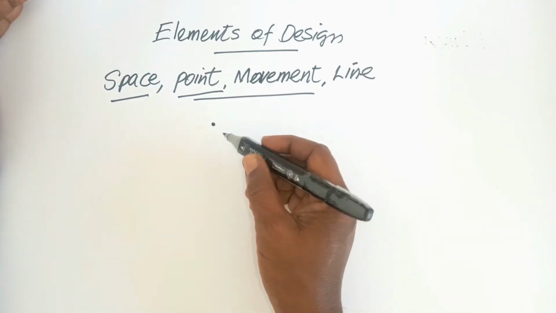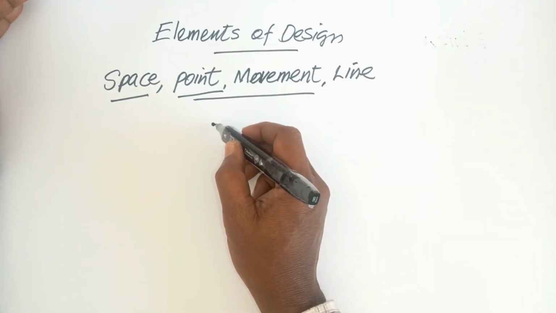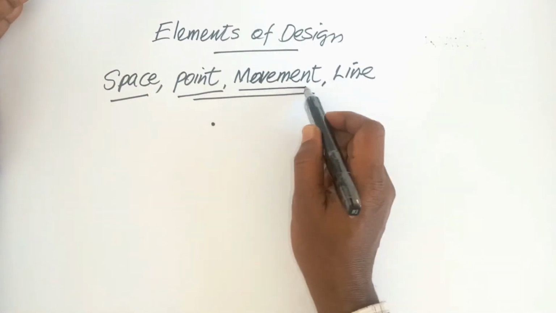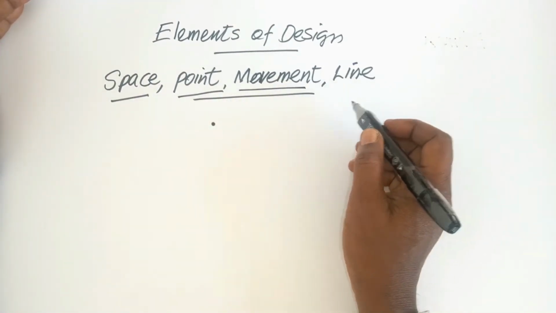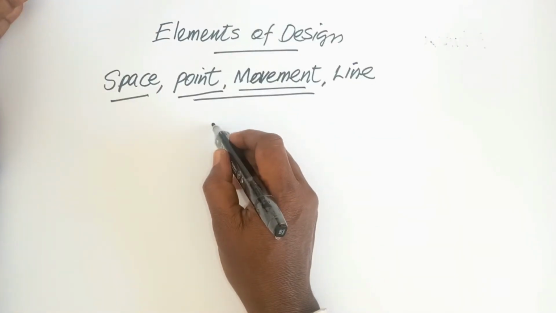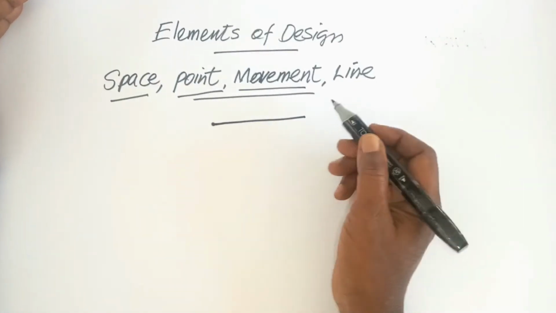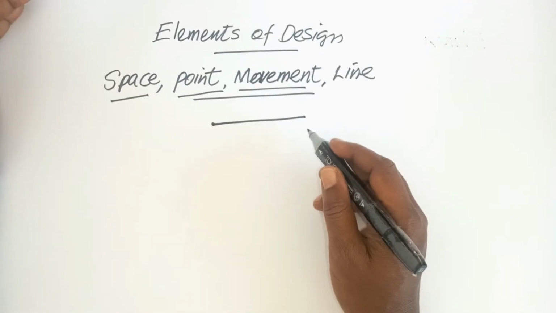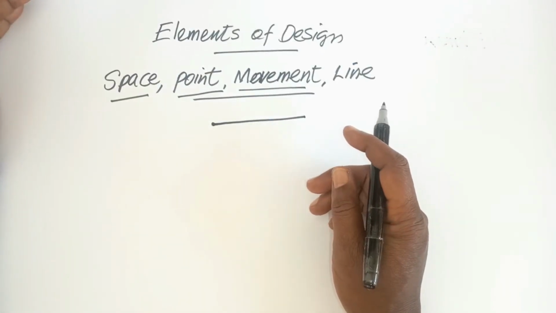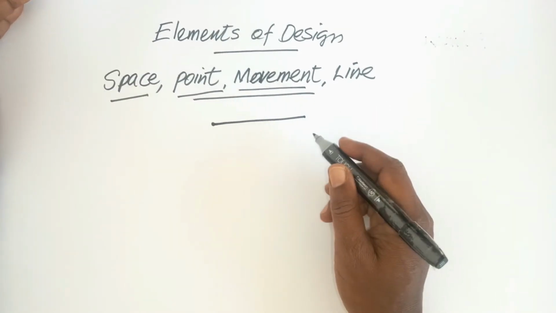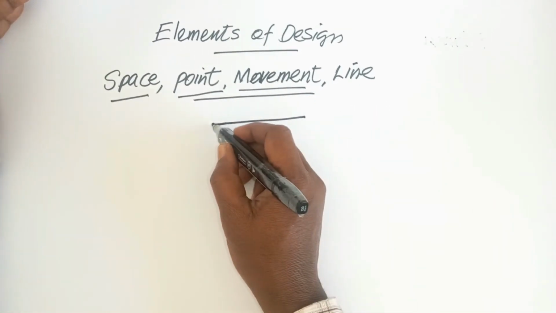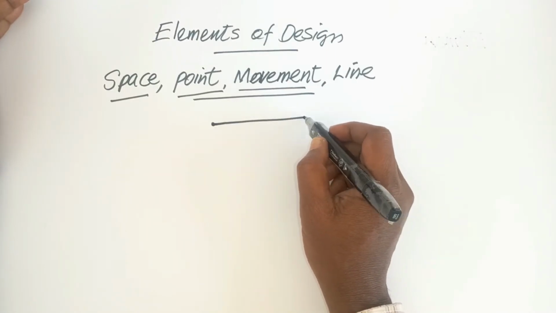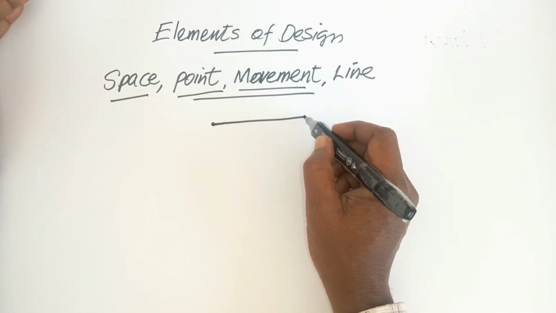Then the moment we have this point, we move, and this is the next element, movement. As far as you move, we create a line. So this stroke created as a result of our movement is a straight line.